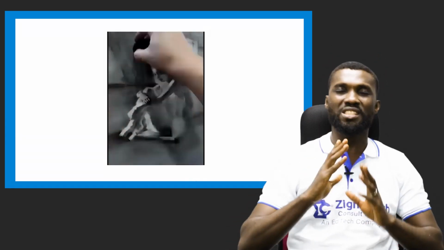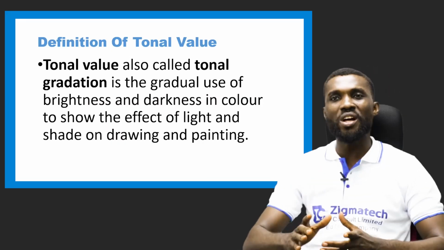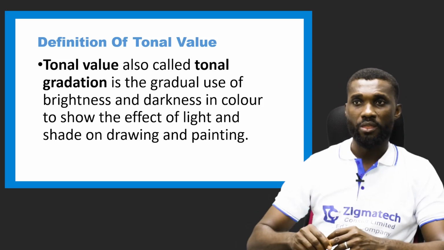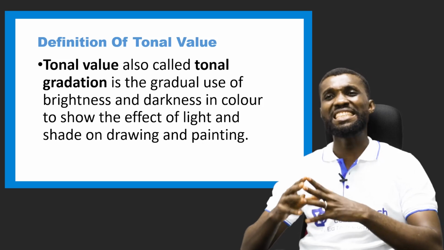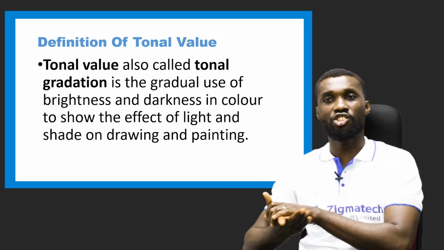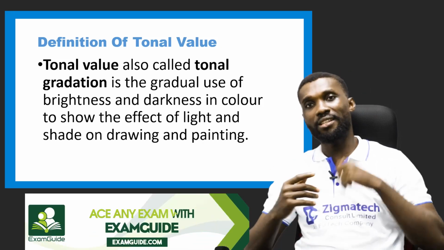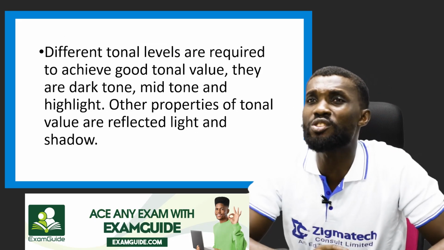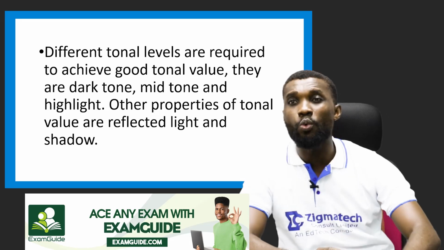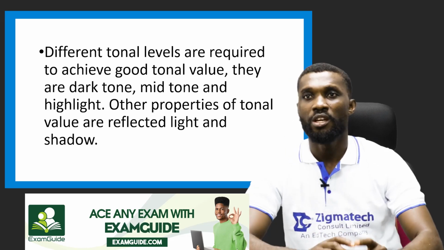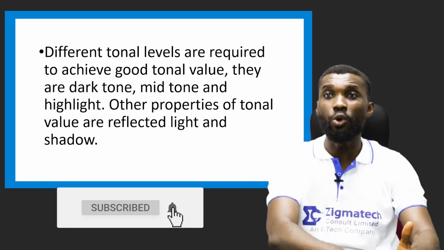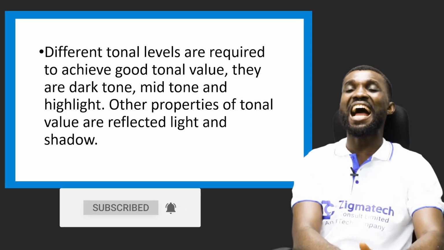So whenever you ask what tonal gradation is, you just know that it is the gradual use of brightness and darkness in color to show the effect of light and shade on a drawing or painting. All right, have you gotten that? Now, different tonal values are required to achieve good tonal value. They are dark tones, mid-tones, and highlights.